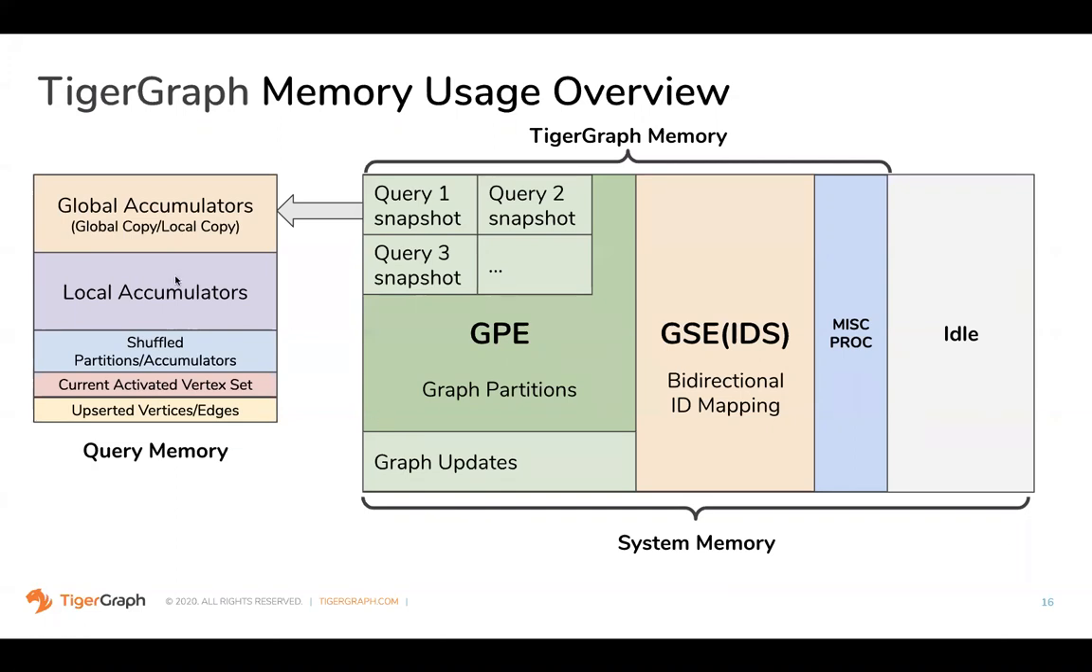So all in all, you have two categories of memory. One is the static one that you can configure from an operational perspective. The second aspect, the query dynamic memory, is something that can be optimized based on your best practices. And that's where a lot of the training helps to get more out of the TigerGraph system in terms of memory usage.